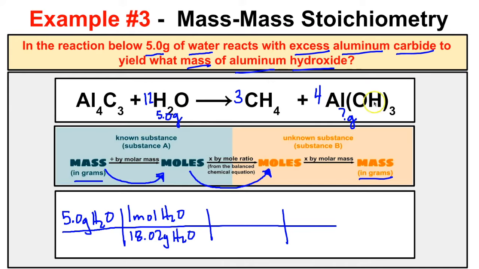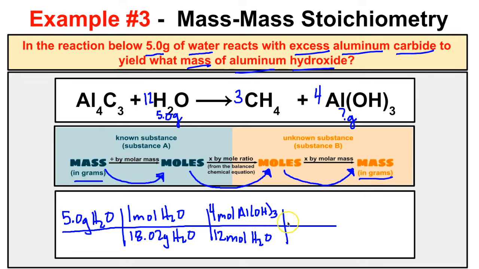If we take a look, this is the stuff that we're trying to find. Here's the known stuff right here. We've got 4 moles of aluminum hydroxide for every 12 moles of water. 12 moles of H2O right here. Right, there's our mole ratio step, and then the last step, what we need to do is convert the moles of aluminum hydroxide to grams of aluminum hydroxide.